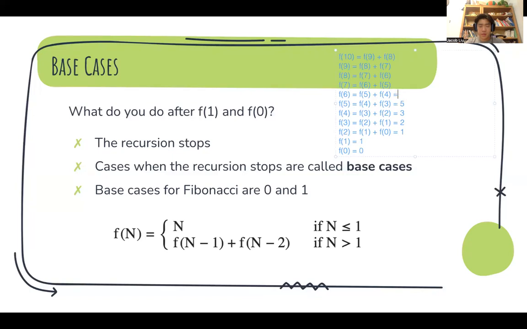f of 6 is 5 plus 3, f of 7 is 8 plus 5, sorry. F of 8 is 13 plus 8, f of 9 is 21 plus 13, and f of 10 is 34 plus 21.